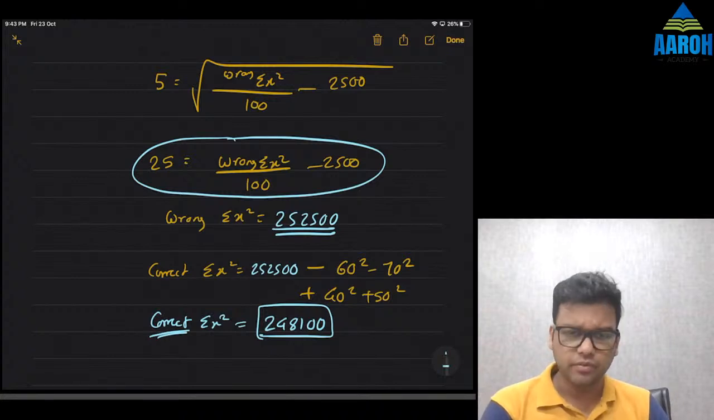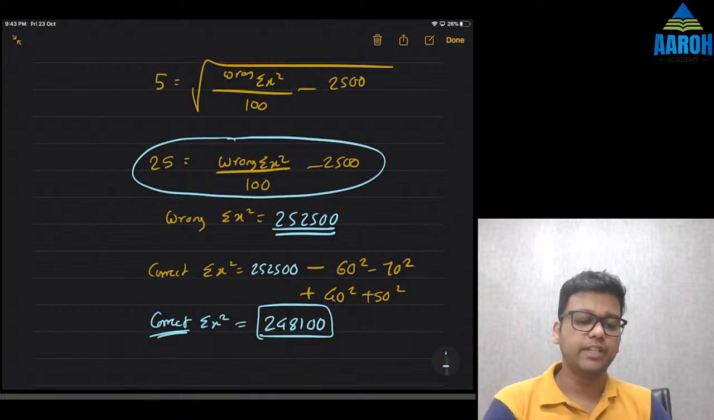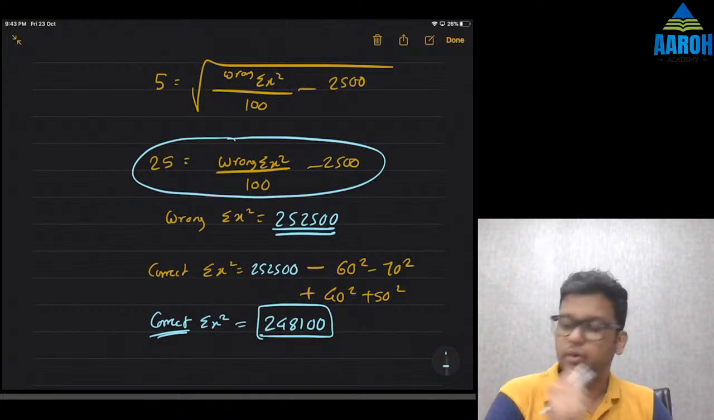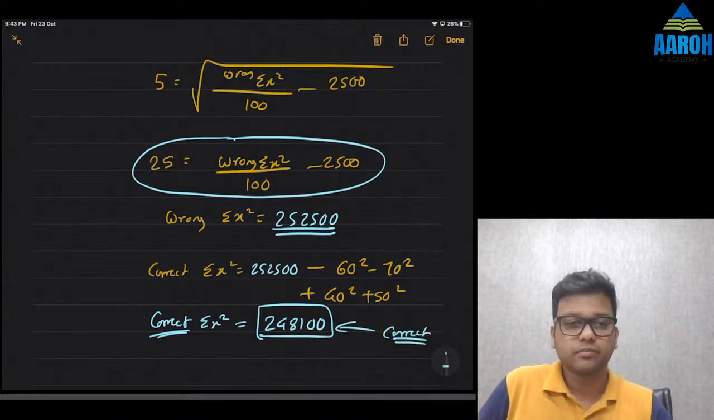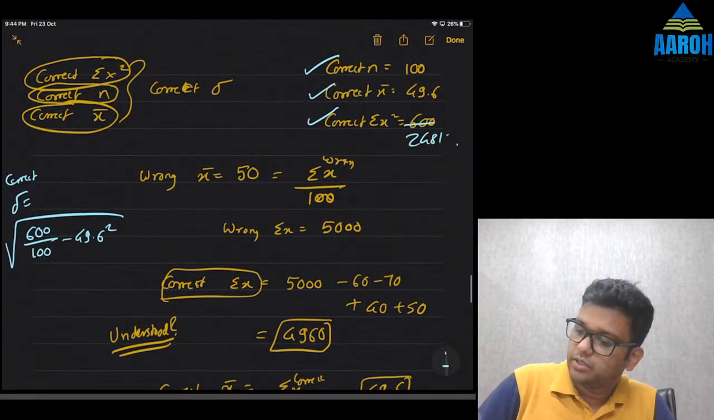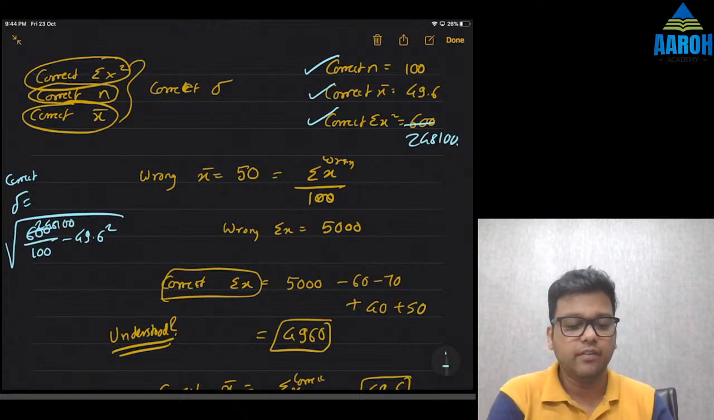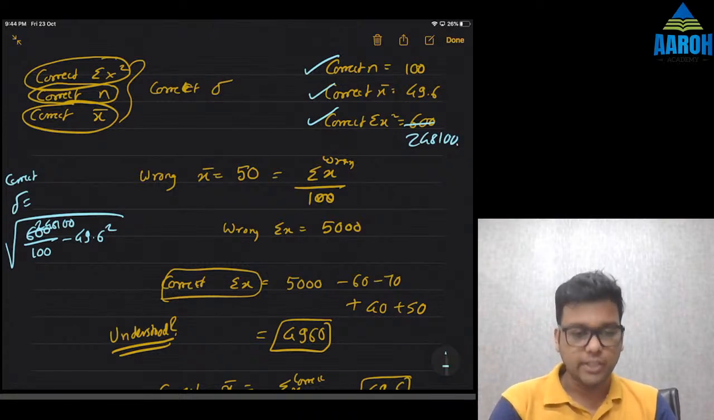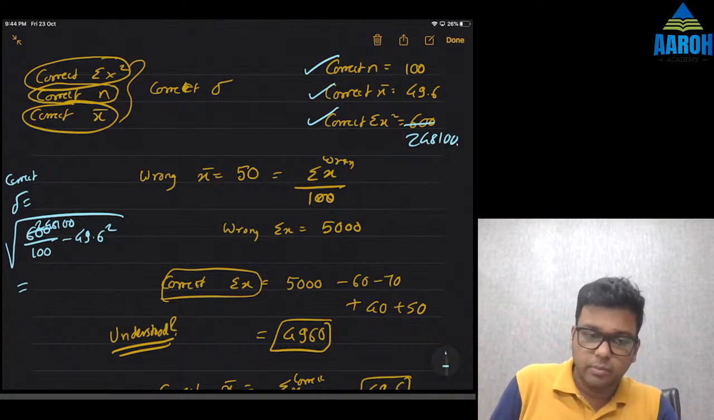Check if everyone has got this. 252500. Then deduct 60 square, 70 square, add 40 square, 50 square. 248100 should be the correct value. So this is 248100. So the answer will be the square root of 248100 divided by 100 minus 49.6 square. So it should be 4.56508.